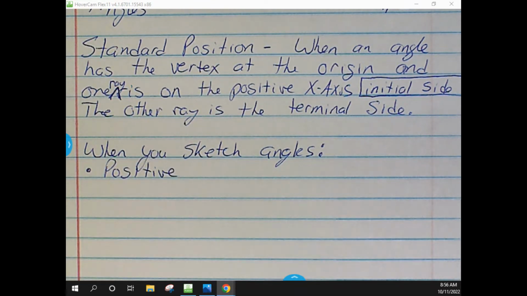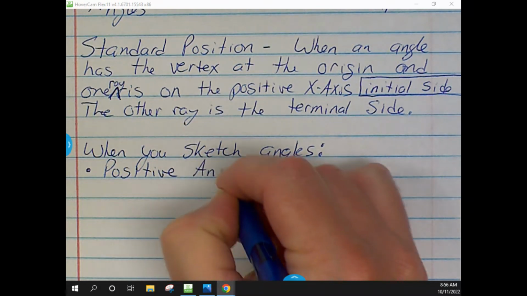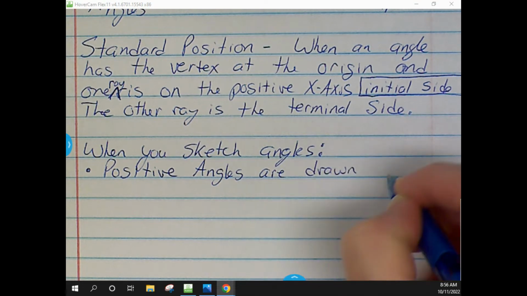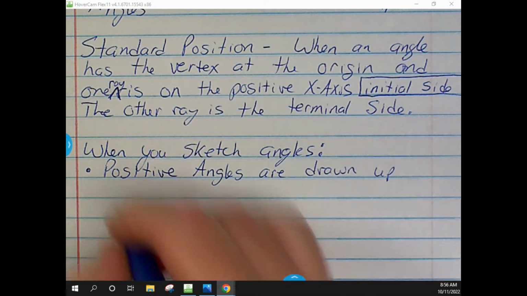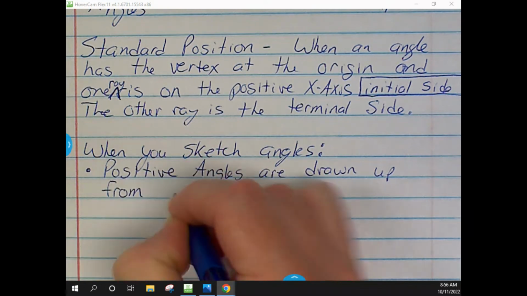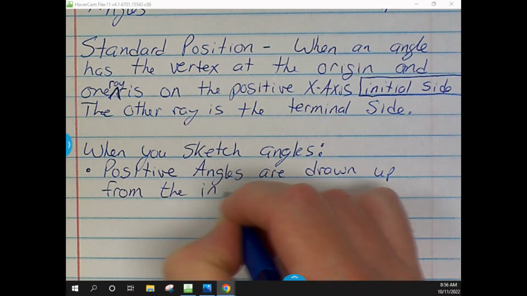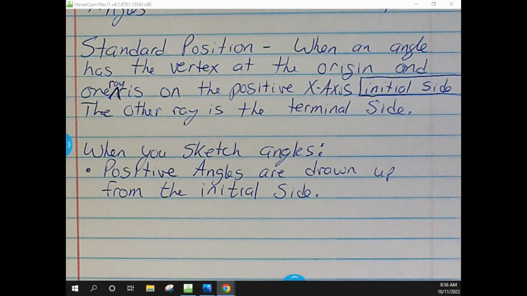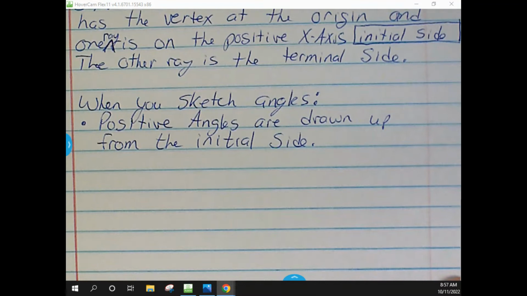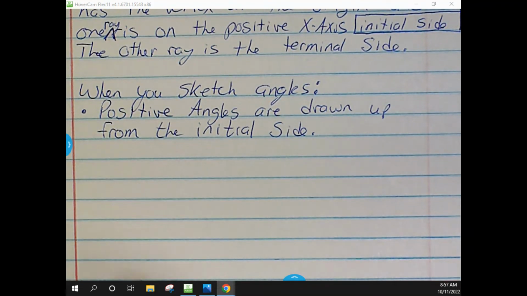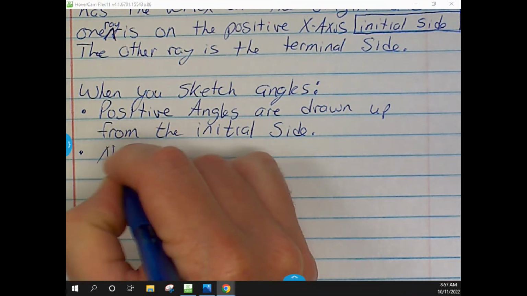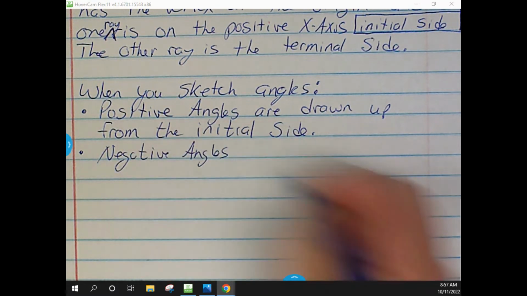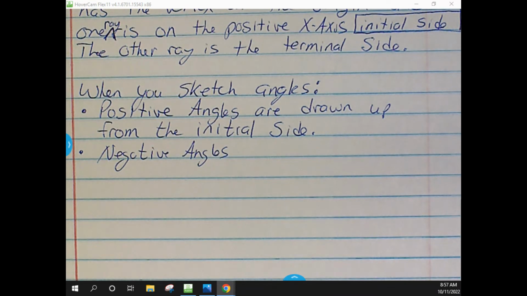All right, so when you sketch angles, positive angles are drawn up from the initial side. And then negative angles. Well, if positive goes up, negative's got to go down, right?